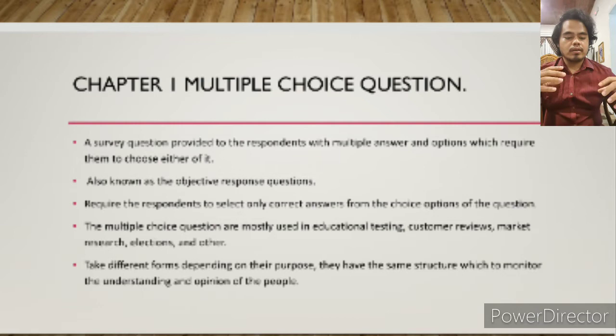For example, a market researcher may want to know what stuff is in demand by the people in the world. It is also used in elections. Of course, Malaysians know what an election is, because it happens only one time in five years. So it takes different forms depending on its purpose. They have the same structure, which is to monitor and understand the opinion of the people.